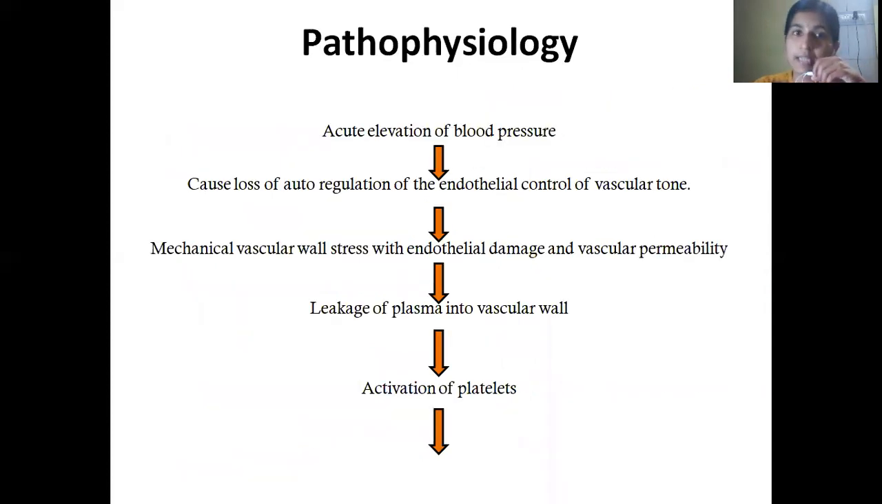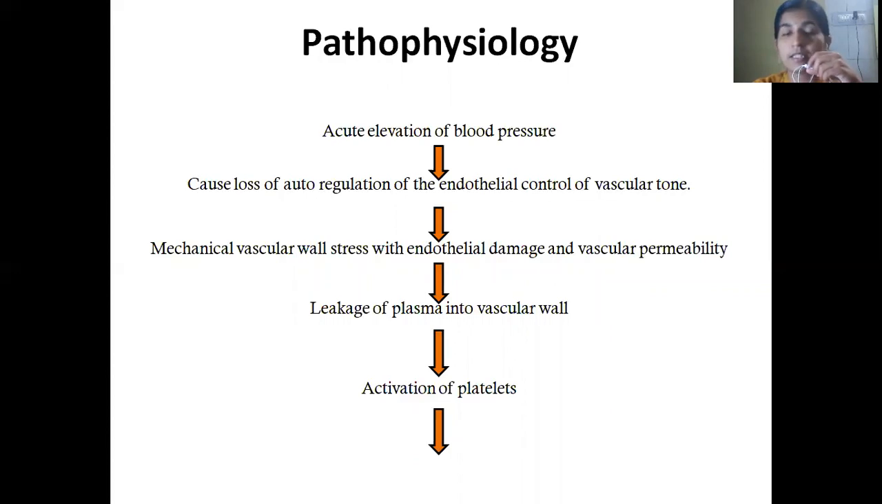Next, we can discuss the pathophysiological changes. First is acute elevation. We already said that only hypertensive patients or hypertension cases will develop the hypertensive crisis. And there is an acute elevation of blood pressure that will lead to loss of autoregulation of the endothelial control of vascular tone. We already know the pathophysiological changes in hypertension.